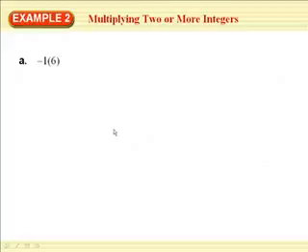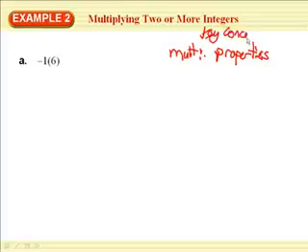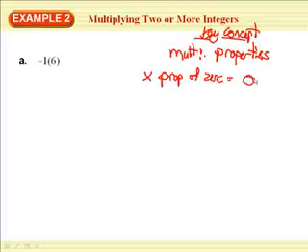Example number 2, multiplying 2 or more integers. So before we do that, there's a key concept box, and you need to write that down. Those are the multiplication properties. Okay, this is key concept. First off, you have the multiplication property of 0. That means whenever you multiply something times 0, it is 0. So -4 times 0 is 0, even though it's negative, and 0 can't be negative. So remember, anything times 0 is always 0.